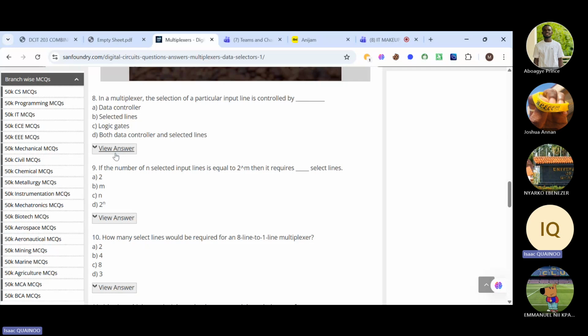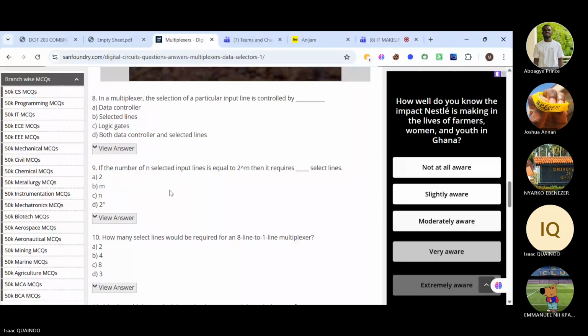So it is a job of a function, though data controller sounds solid, but in a multiplexer, it is the sole job of our select lines to ensure that one particular input is selected and sent to our output. So please let's take note of that.